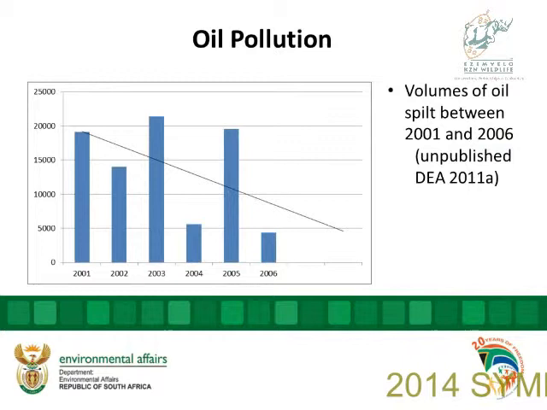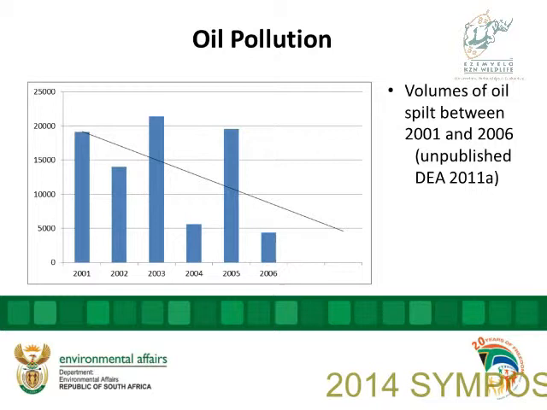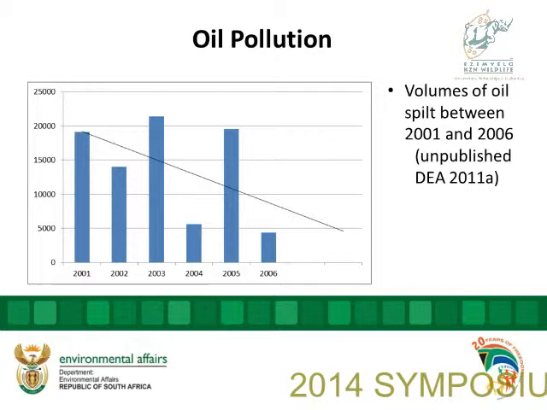South Africa is positioned at the busiest shipping route, so it is very prone to oil pollution. This data is unpublished data by DEA, 2011. It is data that was collected between 2001 and 2006. According to this data, over 20,000 liters of oils in 2003 have been spilled on our marine waters.